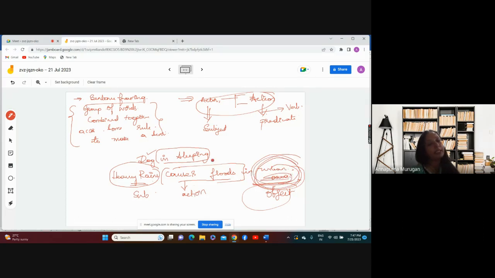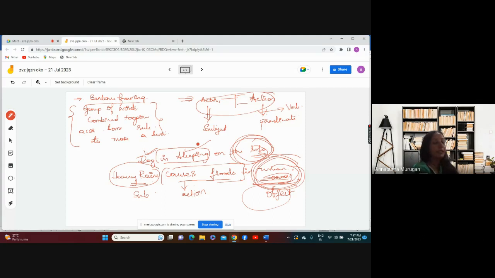"The dog is sleeping on the sofa." The action is done on the sofa. So this is the object, this is the subject, and this is the action.